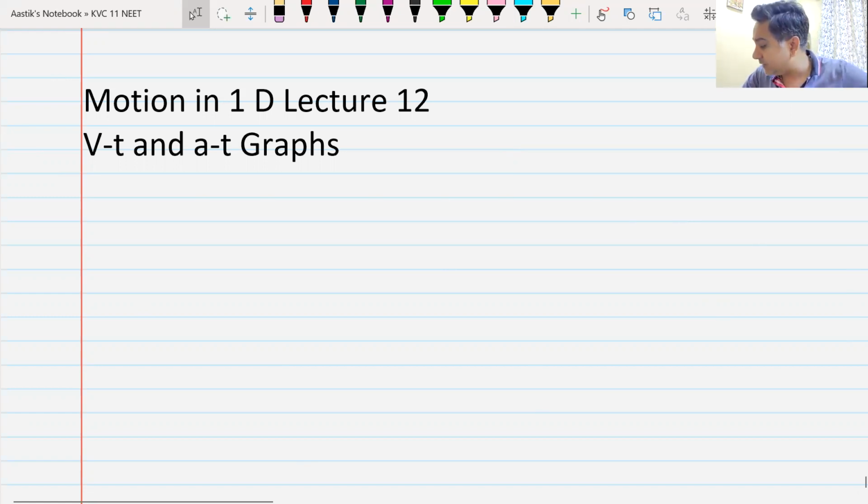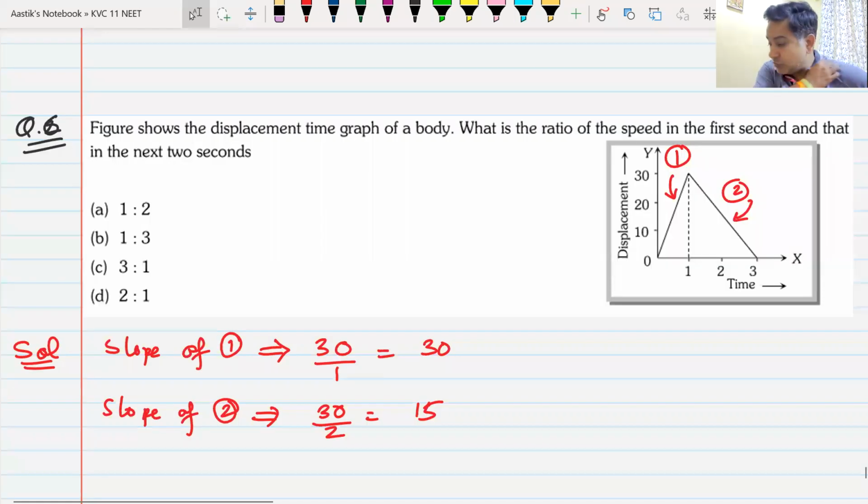Yes or no? Do we remember this? We had seen some questions on position time graph. We had seen what things you can find out from a position time graph. The things that we can find out are the velocity; the slope of a position time graph gives us velocity.